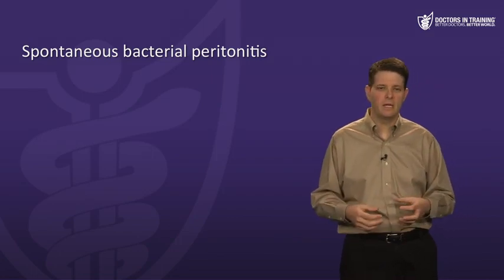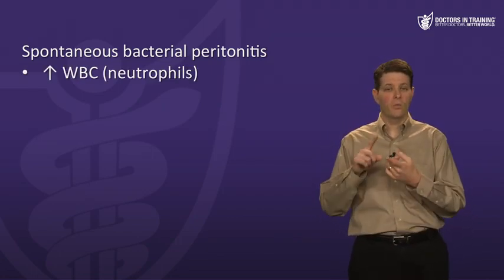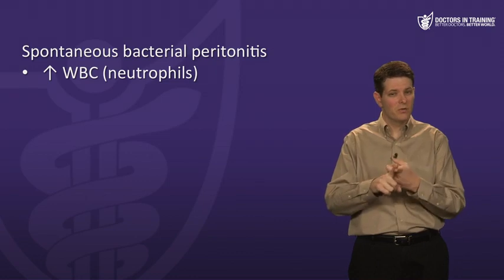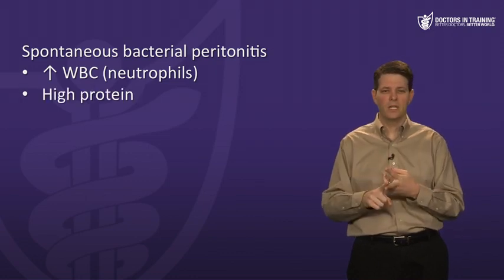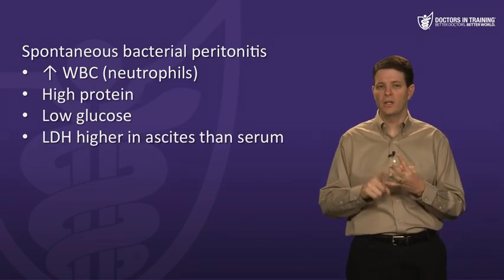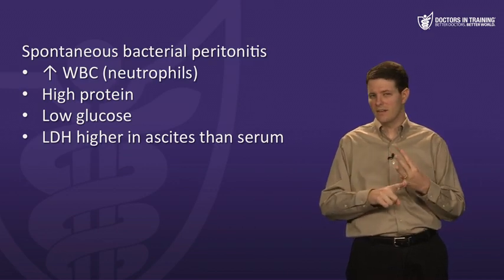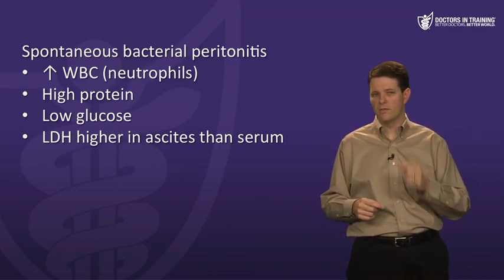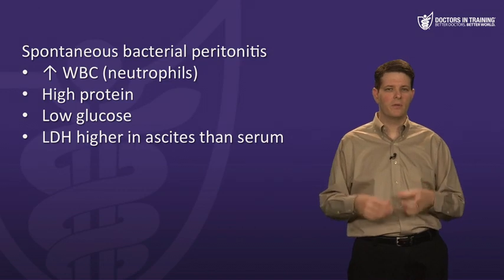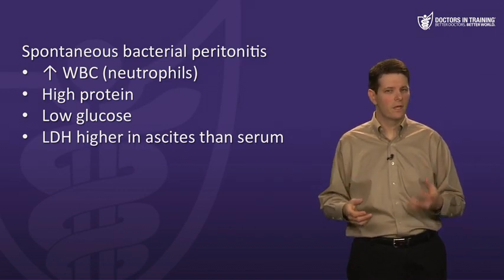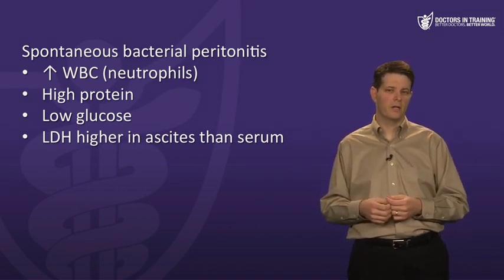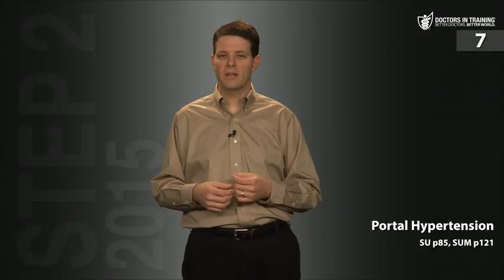So with SBP, the paracentesis is going to show elevated white blood cell counts, especially neutrophils. It's also going to show high protein, low glucose, and the LDH is going to be higher in the ascites than it is in the serum. So those are hallmarks of SBP. So anybody that comes in with ascites, especially if they have a fever, you need to rule out spontaneous bacterial peritonitis. Number 7 in the study guide talks about the treatment for SBP.